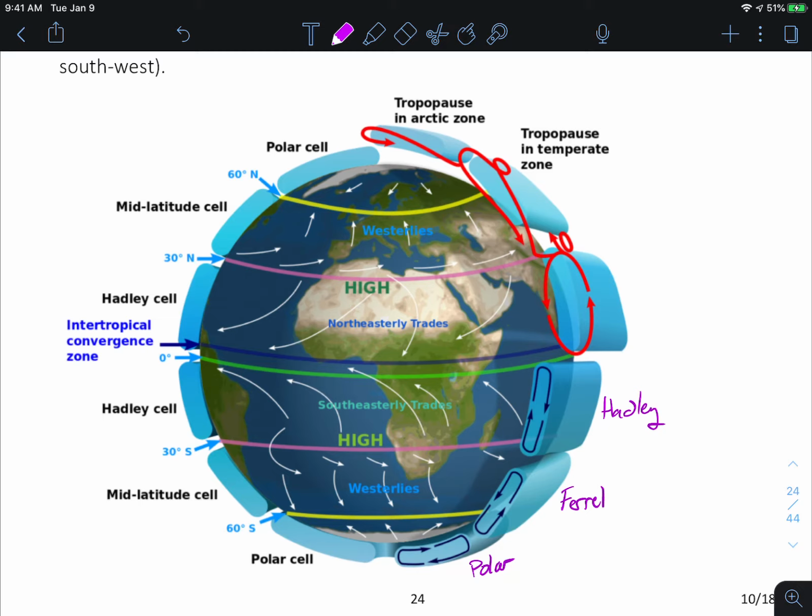But if the Earth is also moving, then we end up causing a similar kind of idea of the cells, but they are the winds, and these are the westerlies, the southeasterly trades, northeasterly trades, westerlies. These winds we would talk about in a different video.